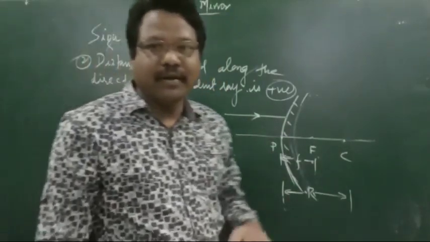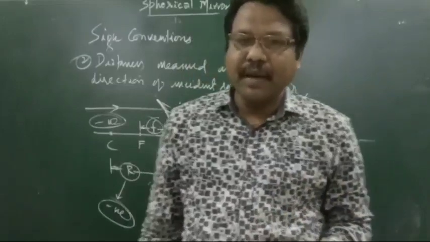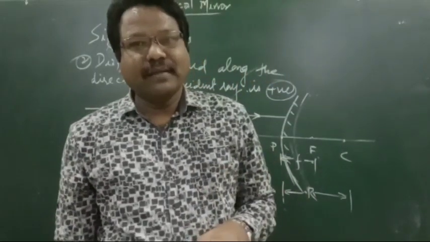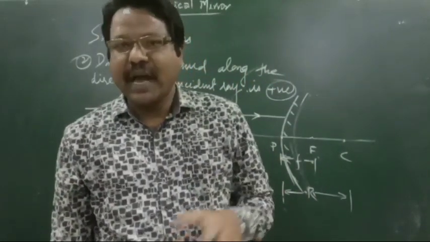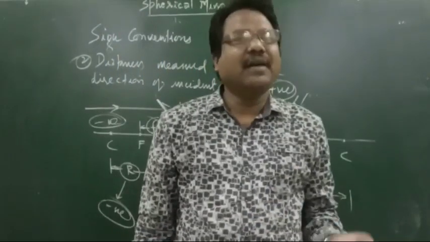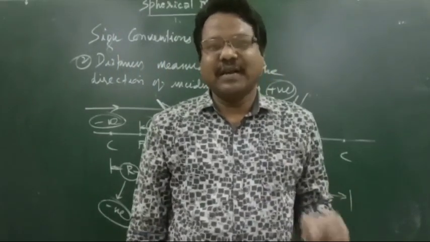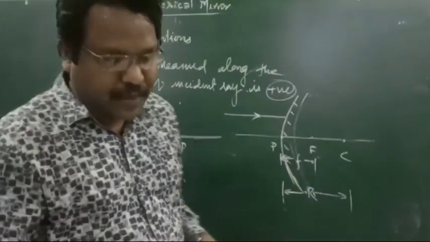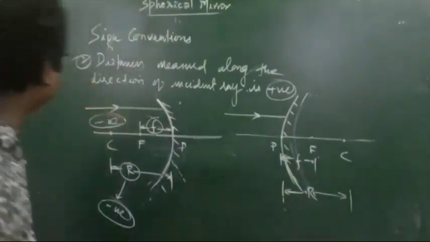So a very important thing we concluded: for a concave mirror the focal length and radius of curvature are negative, and for a convex mirror the focal length and radius of curvature are taken positive. Now this is the second rule.